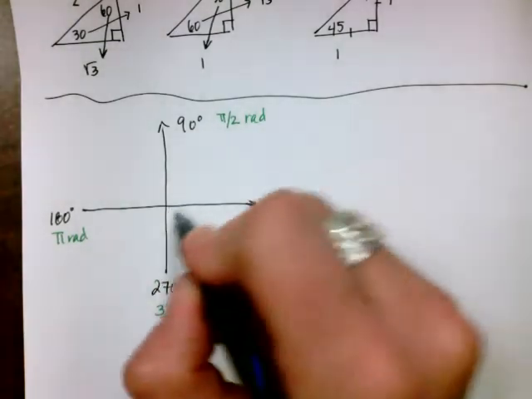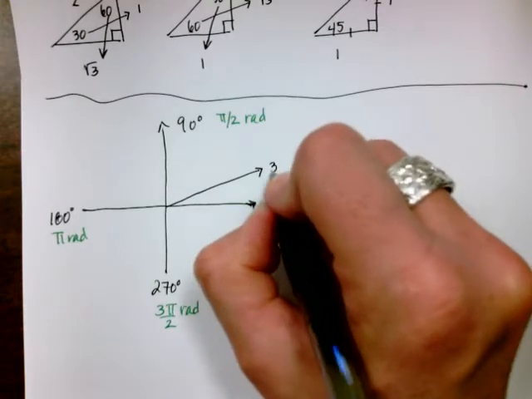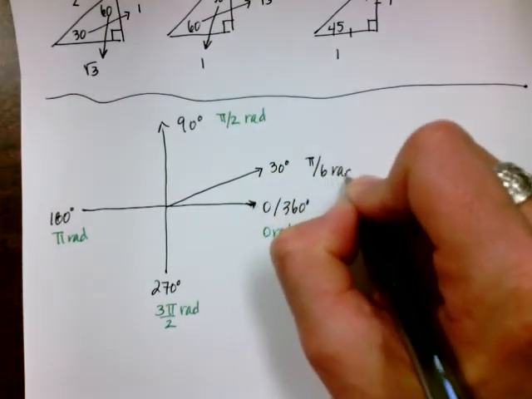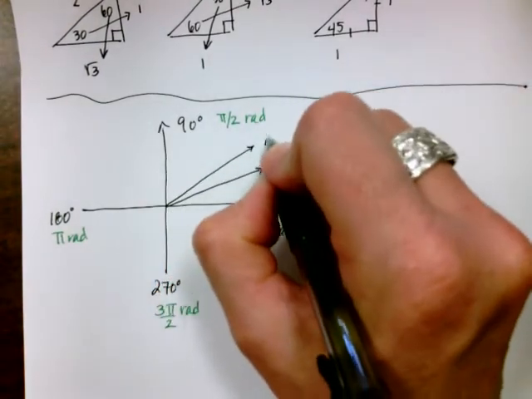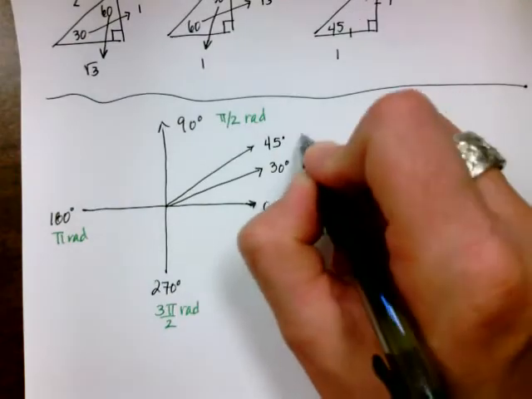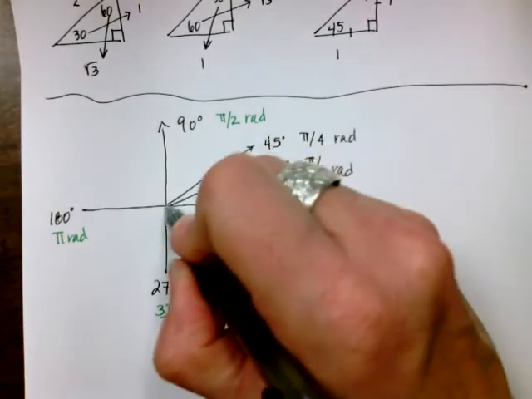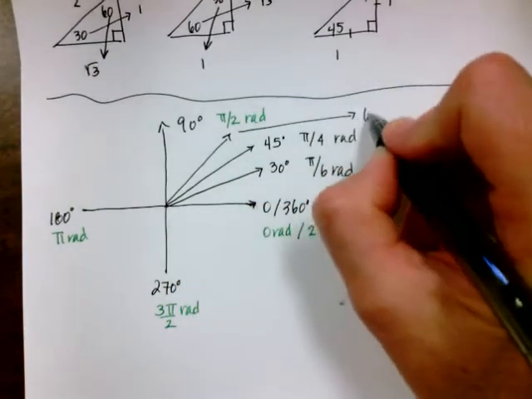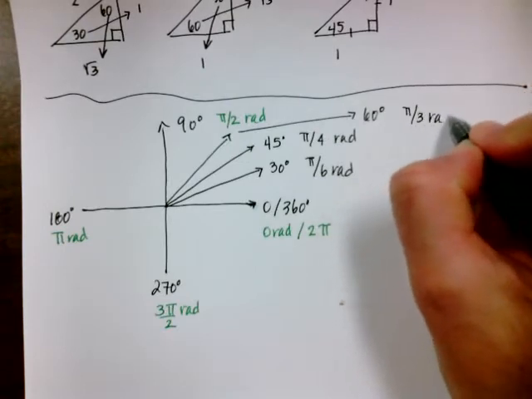And I'm going to do the other ones in pen so it's a little darker and easier to see. The other ones that you're going to have to memorize is 30 degrees, and that is pi over 6 radians. The next angle would be 45 degrees, and that's going to be pi over 4 radians. And then my last one, I'm going to bring it out here so it's not stuck, is 60 degrees, and that's going to be pi over 3 radians.